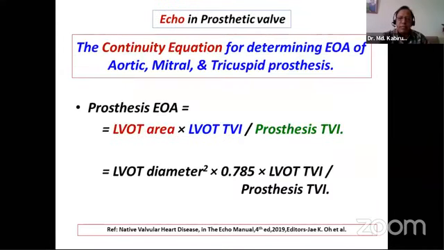So this is the formula that you can apply for all the valves, aortic, mitral, and tricuspid prosthesis, to find out the effective orifice area of the prosthetic valve by continuity equation. In that case, you have to find out the LVOT area, then LVOT VTI, then the prosthesis VTI. So this is the formula.